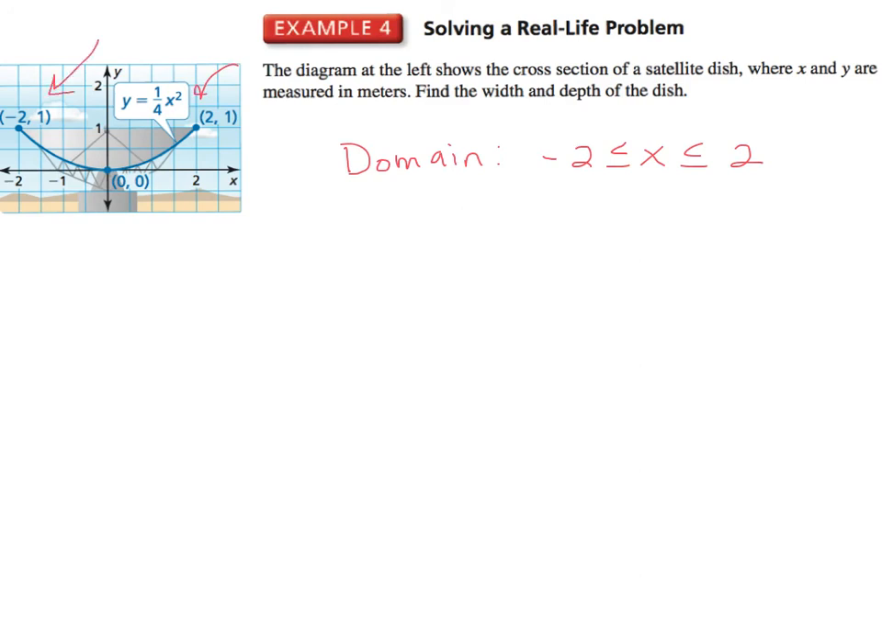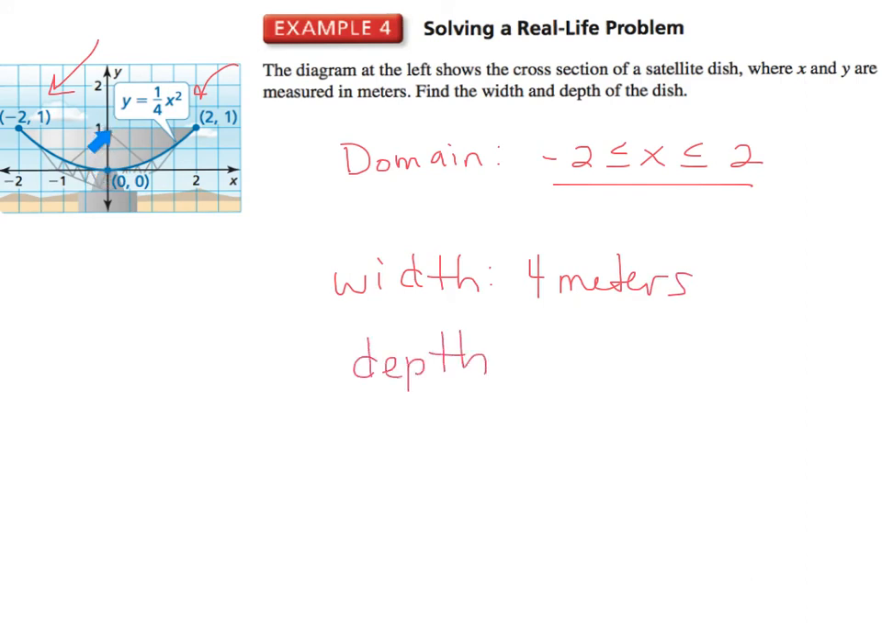So, what values are from -2 to 2? Well, remember, we're counting by halves here. Make sure you understand that this dish is counting by halves. So your domain are only those values. So the width is going to be 4 meters. And the depth, which is, if you look here, it goes by halves, would just be 1 meter.